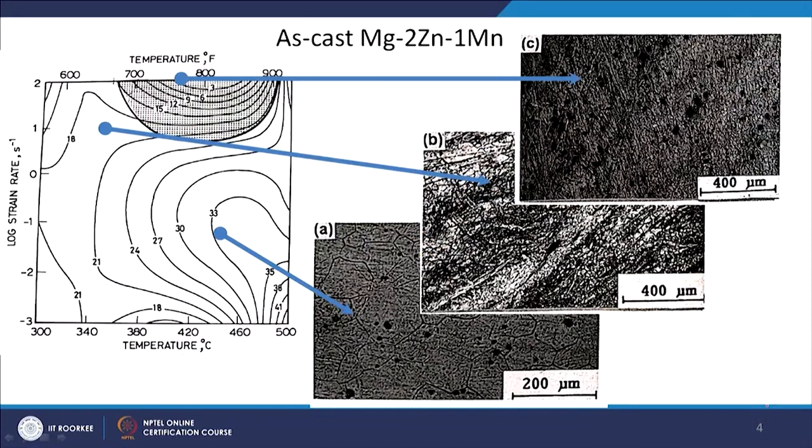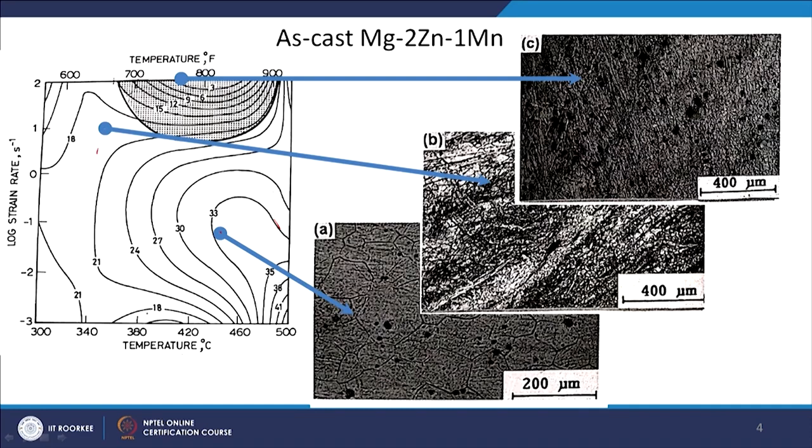This is of the same alloy, but in a different condition. I think this was homogenized and this was in the as-cast condition. So in the as-cast condition you can see that a breakdown of the dendritic structure has taken place where you have got this high efficiency. So this area is where you have got the high efficiency, and from this particular processing condition a microstructure is taken. So you can see a nice wrought microstructure.